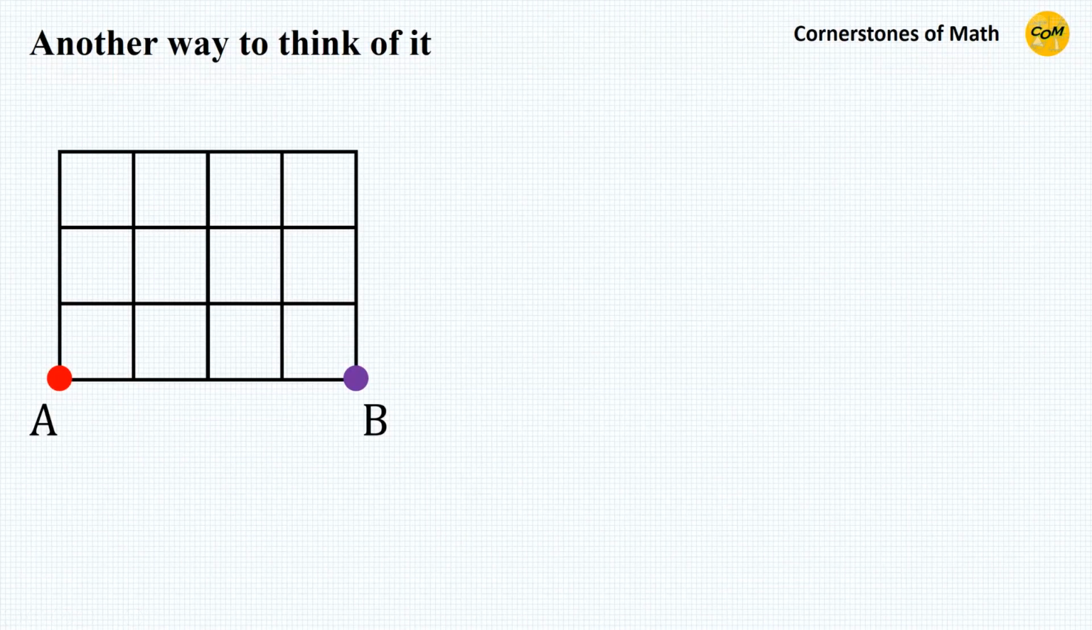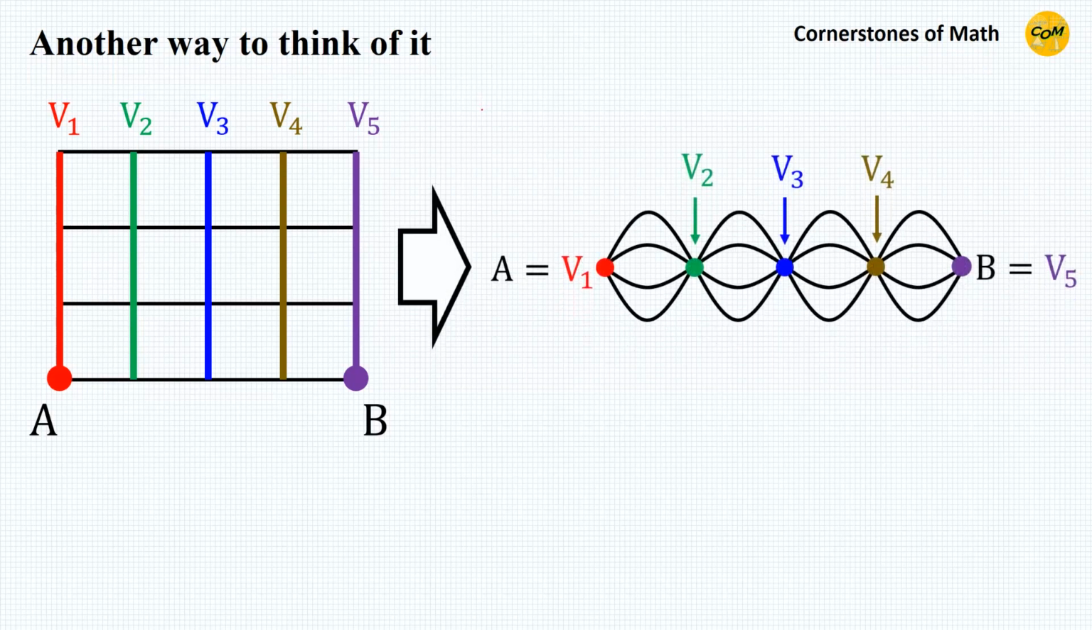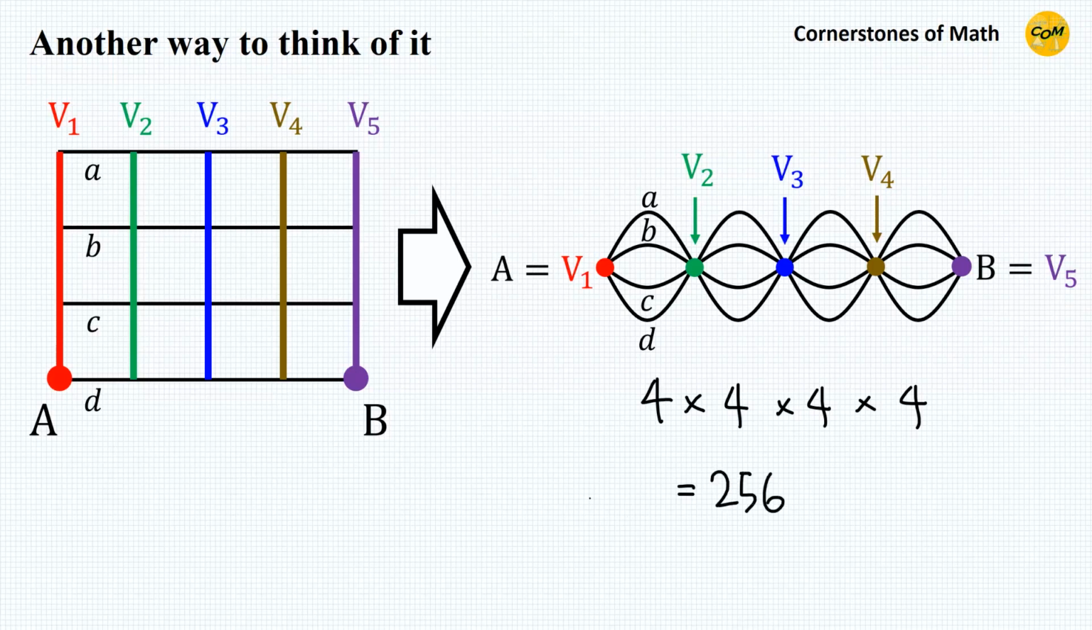We can also think of it in this way. Here, the purpose of these vertical paths, denoted as V1, V2, V3, V4, V5, is merely connecting different horizontal path segments. So we can think of these vertical lines as points V1, V2, V3, V4, and V5, as shown in the right figure, connected by 4 horizontal paths A, B, C, and D. And you can easily find out that the number of paths from A to B is 4 times 4 times 4 times 4, which is 256.